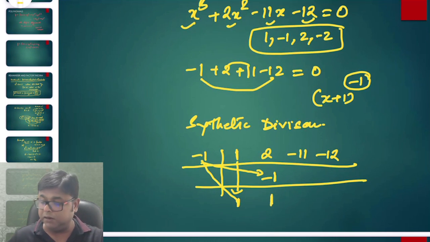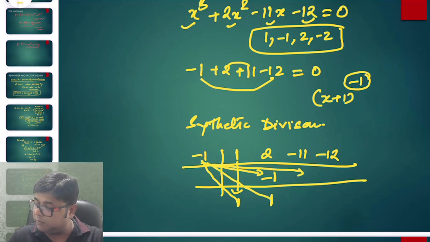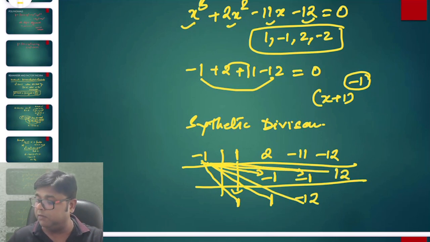2 minus 1 is 1. Again the same process: I'll multiply this value by minus 1 and put it in the next column. 1 into minus 1 is minus 1. I'll add the two, and I'm going to get minus 12. And finally, I'll multiply this minus 12 by minus 1 and put it here, so it will give me 12. So if I add, it gives me 0.